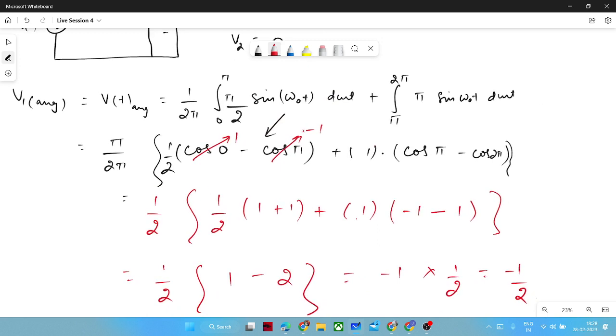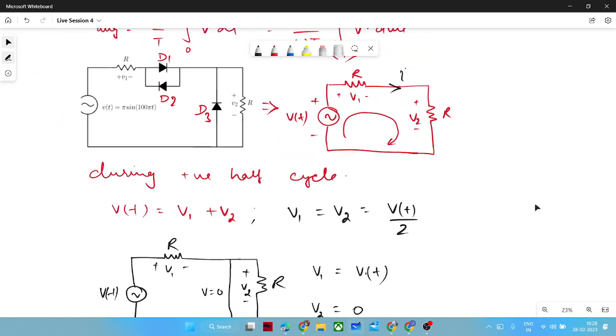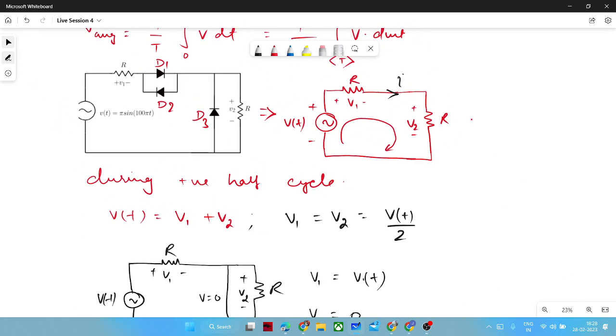See, during the positive half cycle, we identified this circuit, right? Since both the resistance values are the same, the drops would be equal across V1 and V2. If you apply KVL, Vt is equal to V1 plus V2, and since V1 and V2 are the same, that should equal the supply. So during the positive half cycle, V1 and V2 will each be equal to V by 2. You got till here?